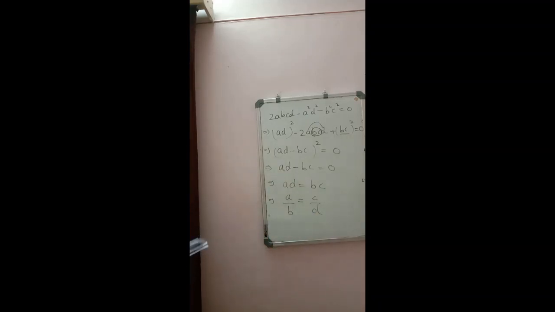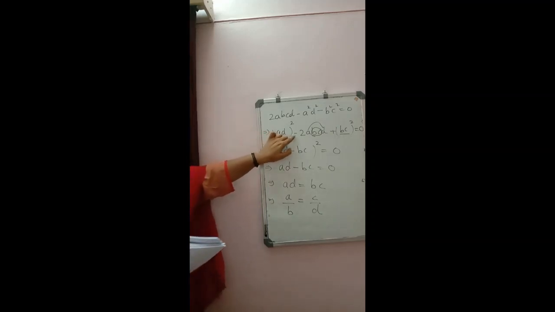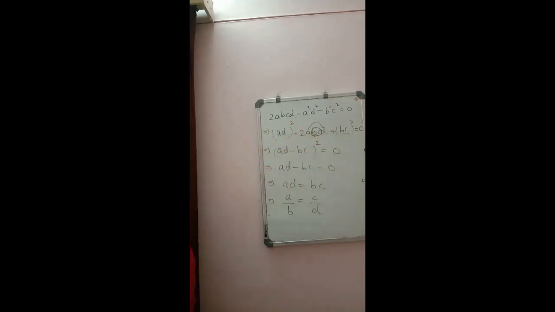Hope the method is clear to you. Here just to check, we have arranged it in the form of the identity a² − 2ab + b². One more question we can check. You all have the question.